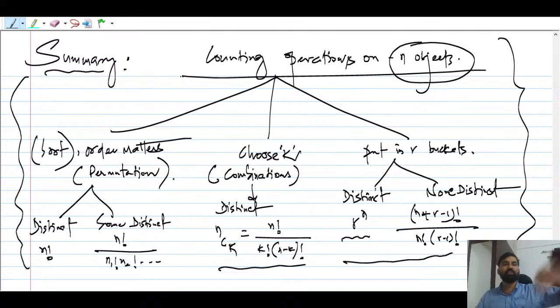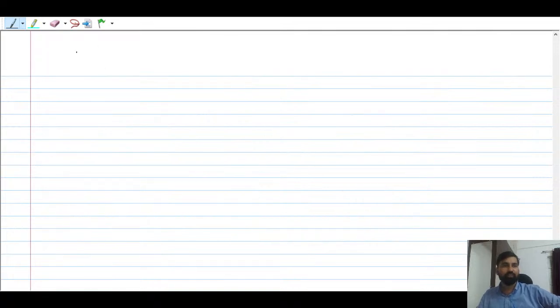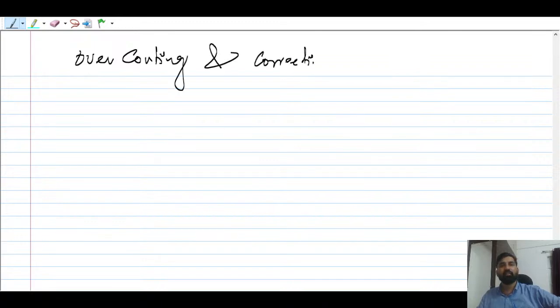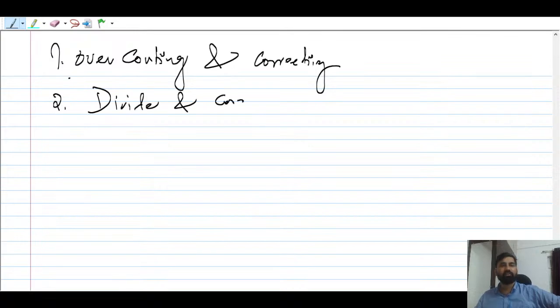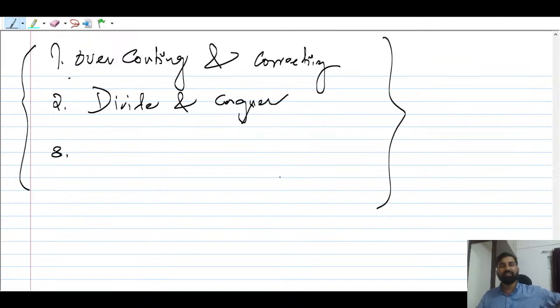Here you always have to remember one more concept, called over counting and correcting. This is one rule. The second rule you can remember is sometimes the divide and conquer rule, because we are going to use that concept in probability. So divide into stages and conquer.